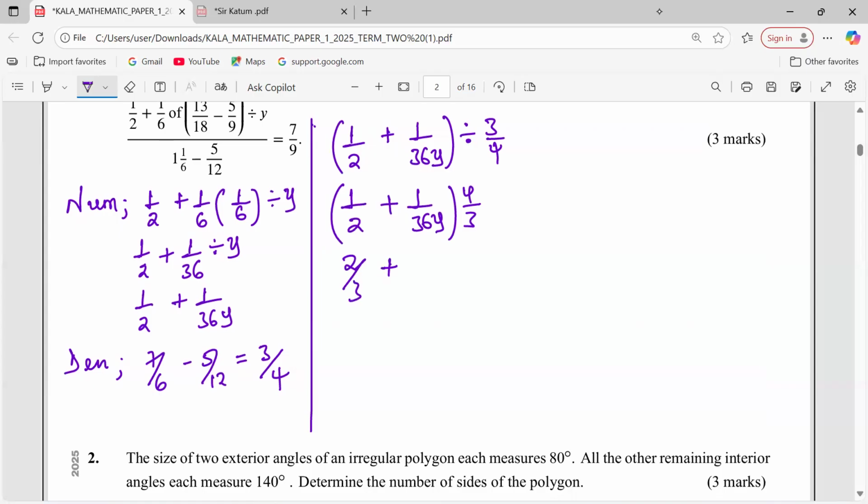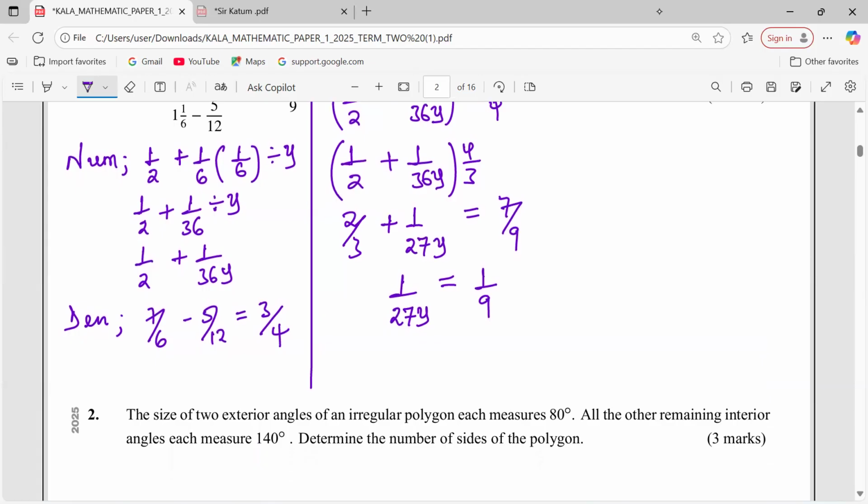Plus 1/36 multiplied by 4/3, giving us 1 out of 27, the value of y. And this is now equal to the right-hand side, 7 out of 9. At this point, we remain with 1/27 the value of y equals 7/9 minus 2/3. And this gives us 1 out of 9.